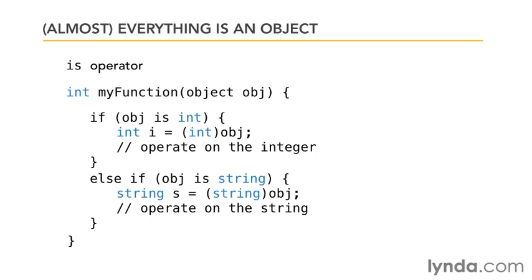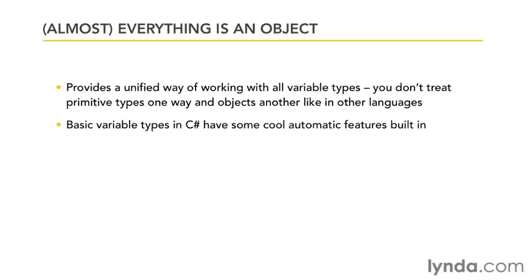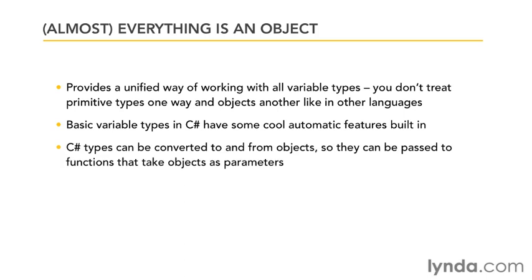So what's so great about this? Well, first, the fact that pretty much everything is an object provides a unified way of working with all the variable types. You don't have to treat primitive types one way and objects another way like you do in other languages. Basic variable types in C# have some pretty cool automatic features built in, and we'll see more of this as we work with each one of the other data types in depth. All the C# types can be converted to and from objects. So they can be passed to functions that take objects as parameters, as you saw earlier.